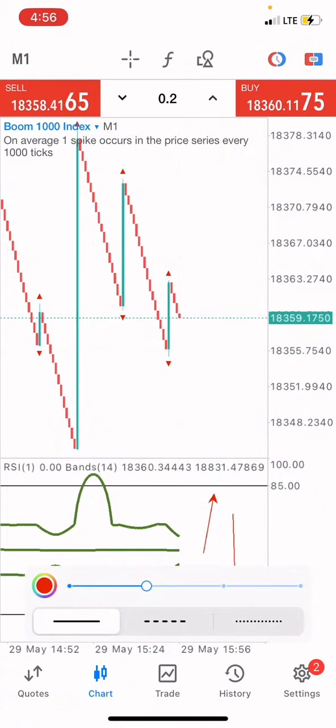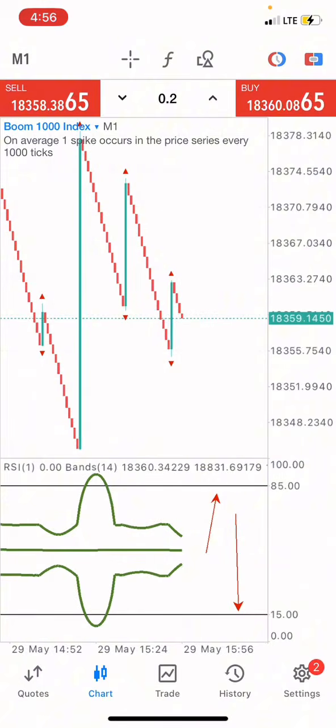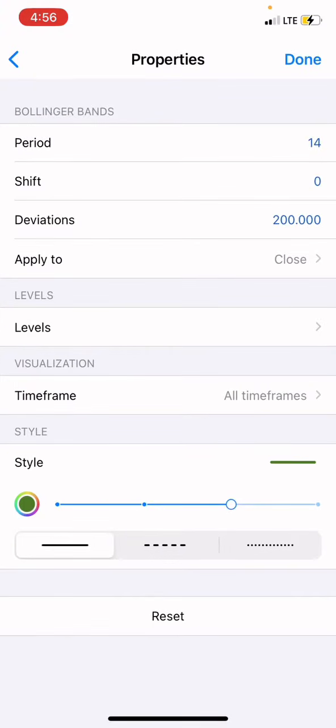All right, so we have that. The next thing we want to be adding to our chart would be the Bollinger Bands. Bollinger Bands will help us detect the trend of the market. If you can't do that with your naked eyes, you should learn that, please. But for now, you can depend on Bollinger Bands for that information.